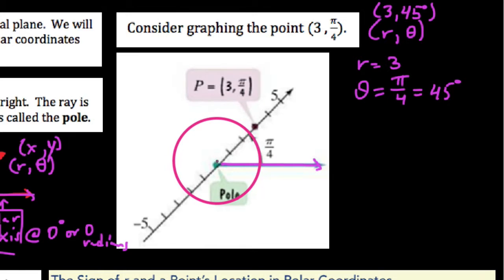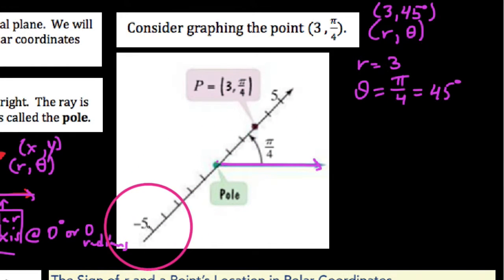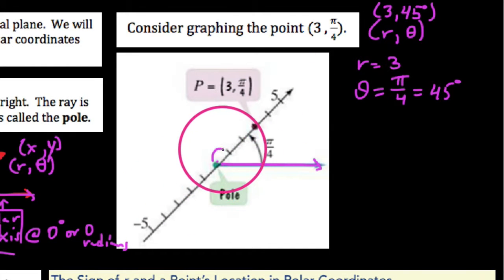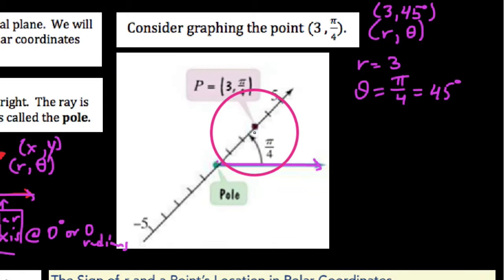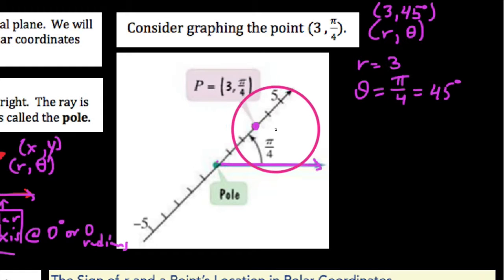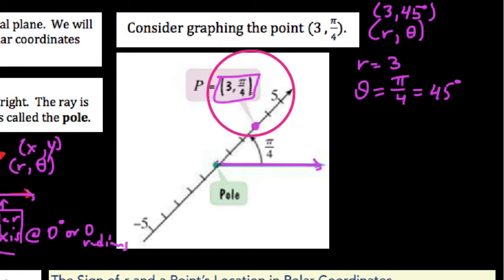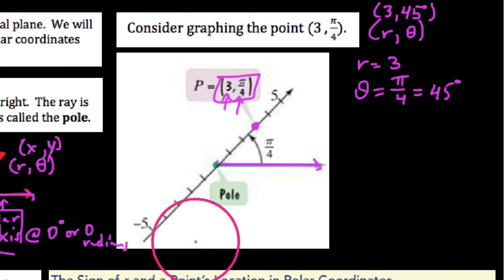And then what we do is, you can see this number line here, and they've numbered this -5 to 5, but we're going to walk 3 units in a positive direction here. And so if we were to walk 3 units in a pi over 4 direction, you could see how this point could be classified as the point that is 3 units away in this direction right here from the pole.